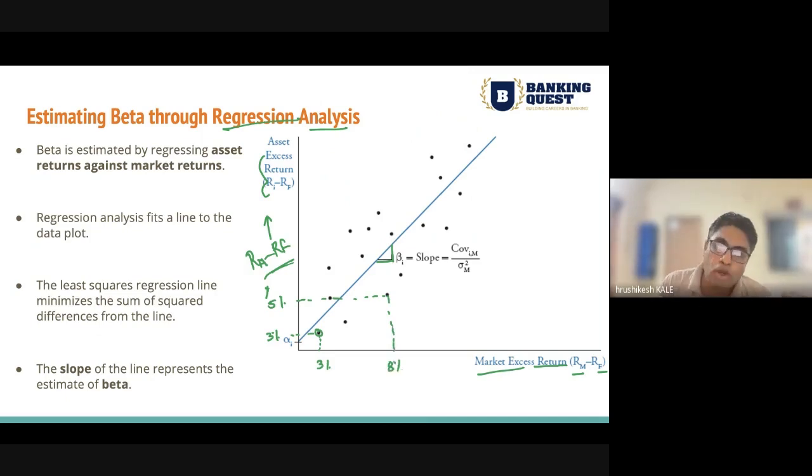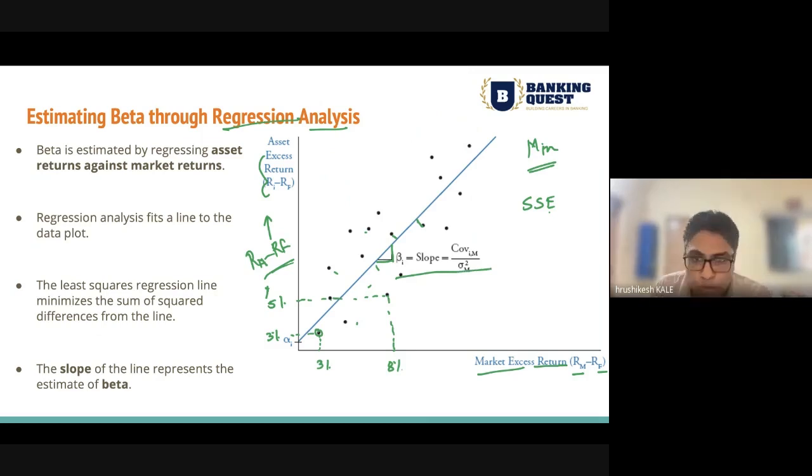So you plot all these points and then you try to draw one line which fits all of these. How do you draw this line? So that the square distance between these points should be minimum. So we call it the sum of squared errors, SSE. Now, when you do this, the slope which you get, that slope is called beta.